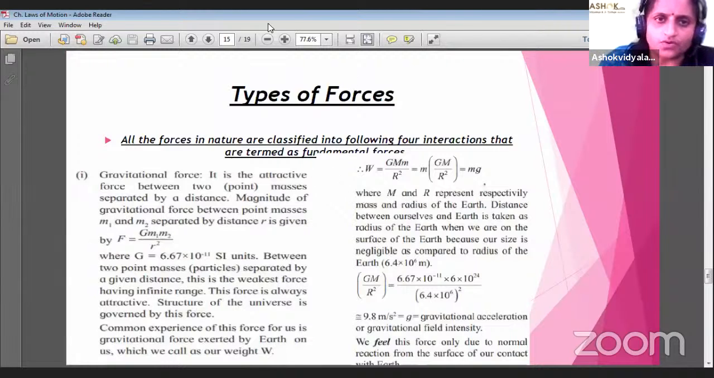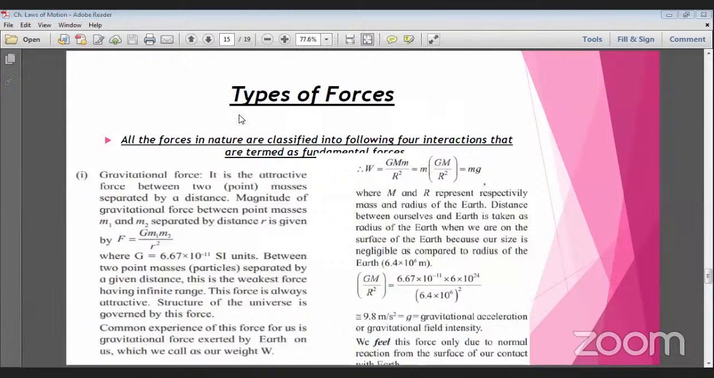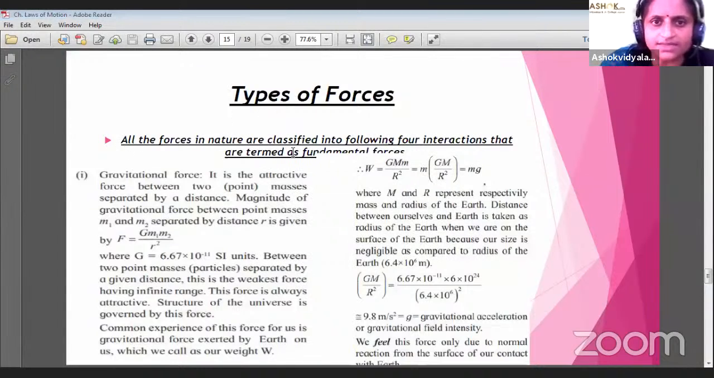Next point is types of force. All the forces in nature are classified into the following four interactions, termed the fundamental forces. These are the four fundamental forces. First one, gravitational force. Second one, electromagnetic force. Third one, strong nuclear force. And last one, weak nuclear force. These are classified as the fundamental forces: gravitational force, electromagnetic force, strong nuclear force, and weak nuclear force.